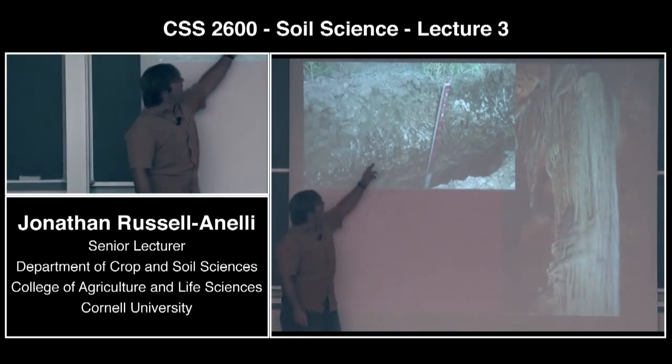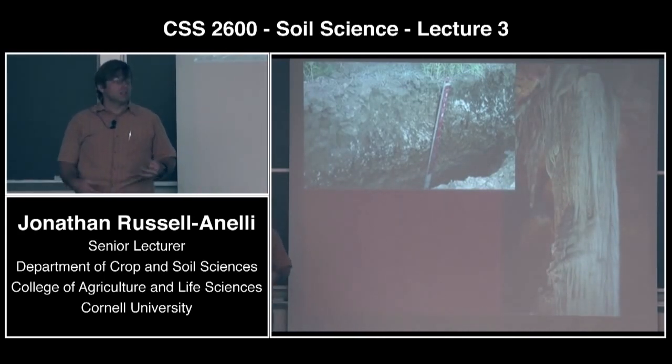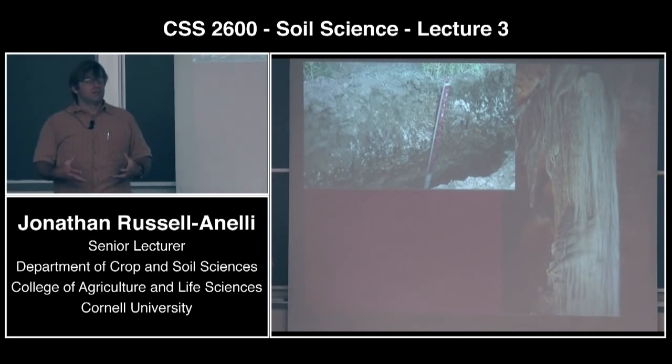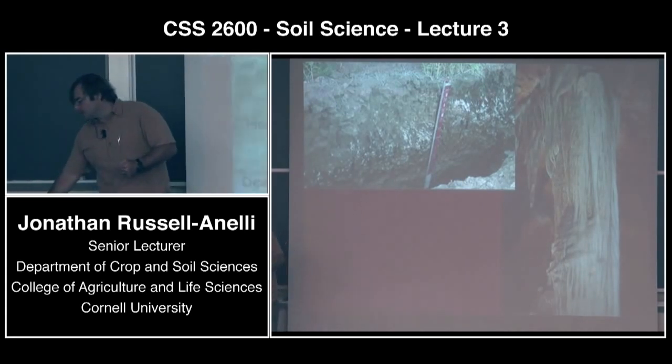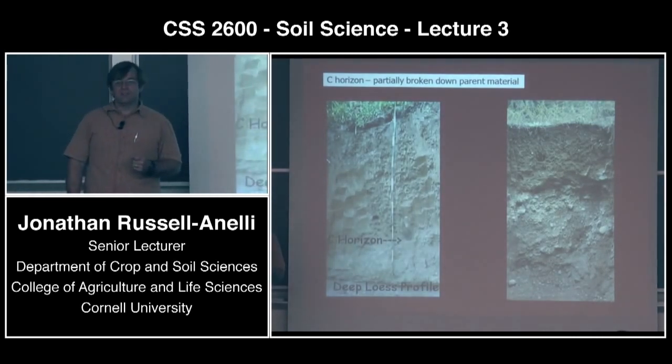Then these are small, tiny little aggregates that are in the soil. But this is a zone of accumulation. It's a diagnostic of a B horizon, accumulation of material. Okay? The next horizon down is the C horizon, which is partially broken down parent material.